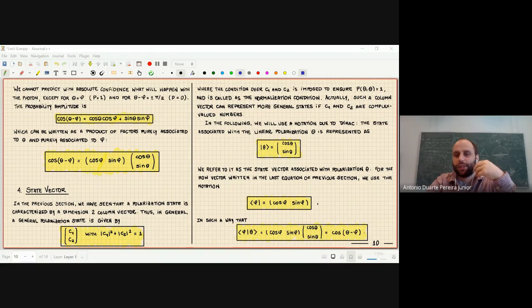I was just telling Felix that there was a reason for my choice of the bra and the ket, related to the experiment, but we are going to understand what it means in fact. Okay. So then there is a comment that in general this scalar product is commutative. For real vectors, this is true, but for complex, this is not. Be careful.